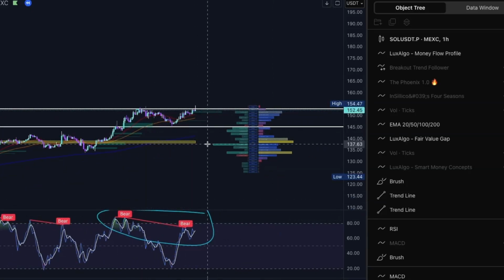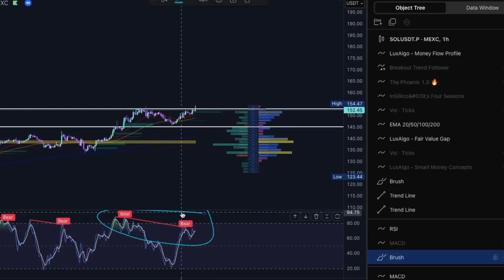So this is all an indication to me that I should probably not go with the direction of the trend here, and we are probably going to be looking for a reversal. So I'm probably looking for shorts tonight, even though we are in a general uptrend.